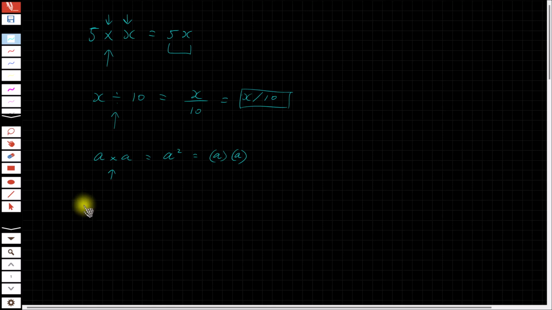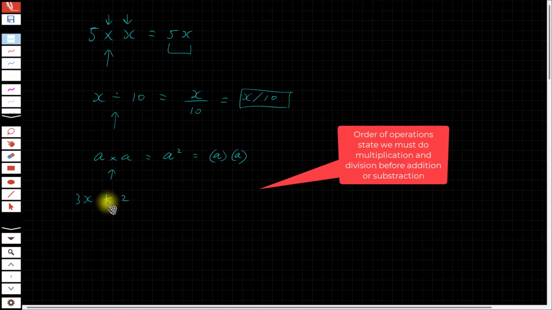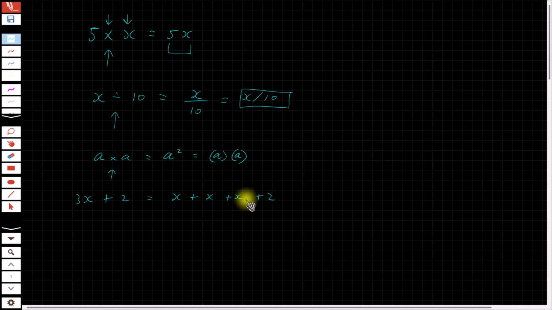Let's take a look at some equations. 3x plus 2. This says we multiply x by 3, then we add on 2. So this is the same as saying x plus x plus x, then plus 2. What about 4x take away, in brackets, take away 1?